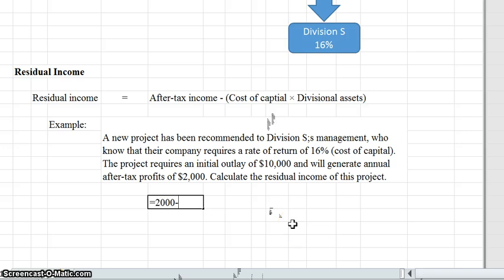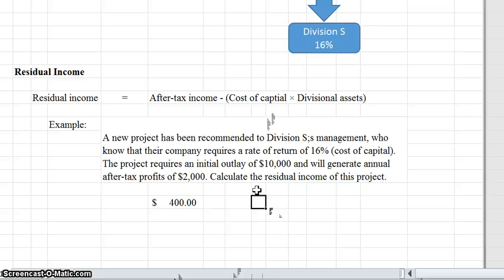So $2,000 is our after-tax profit. There's our after-tax net income, minus the cost of capital, which essentially is the 16% return we would expect them to have, on their original investment of $10,000, which is what they're going to spend on that investment. So we see that $400 is our residual income, and all residual income is saying is how much above the minimum required rate of return it is. So we're seeing that we're actually generating $400.